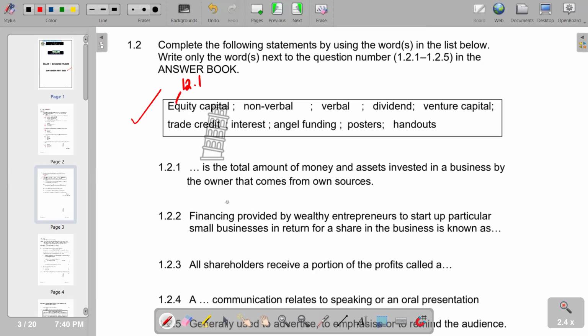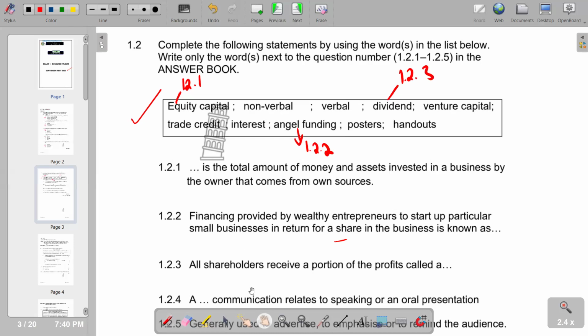So this is our 1.2.1. Then 1.2.2, financing provided by wealthy entrepreneurs to start up particular small businesses in return for a share in the business is known as angel funding, which we have on this part, which is 1.2.2. Then 1.2.3, all shareholders receive a portion of the profits called a dash. Obviously, they come as rewards and they are dividends. Rewards of owning the company. So this is what we have on 1.2.3.